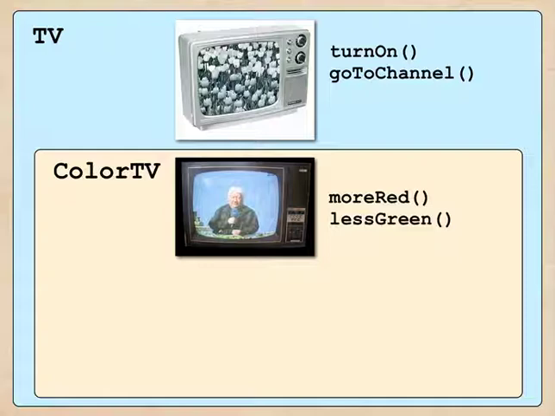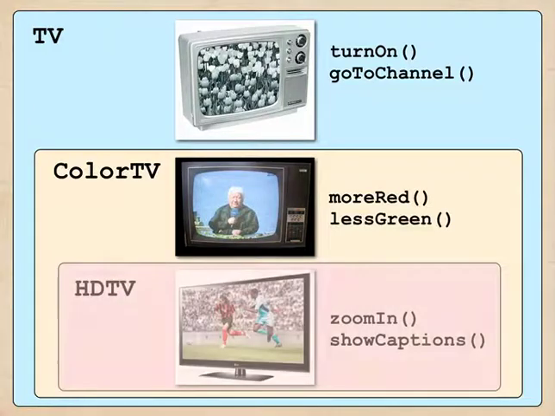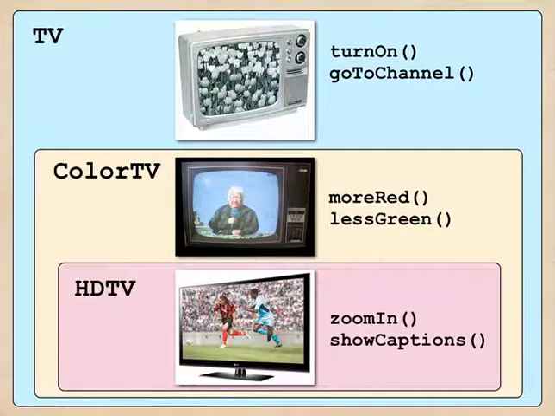Conceptually, every instance of a color TV has an instance of a little black and white TV inside of it. Anytime we ask a color TV to do something, it does what it can. And if it doesn't know how, it asks its little embedded TV to give it a try. And this goes right up the chain. If we have an HD TV as a subclass of TV, and we send it the message zoom in, the HDTV does it.